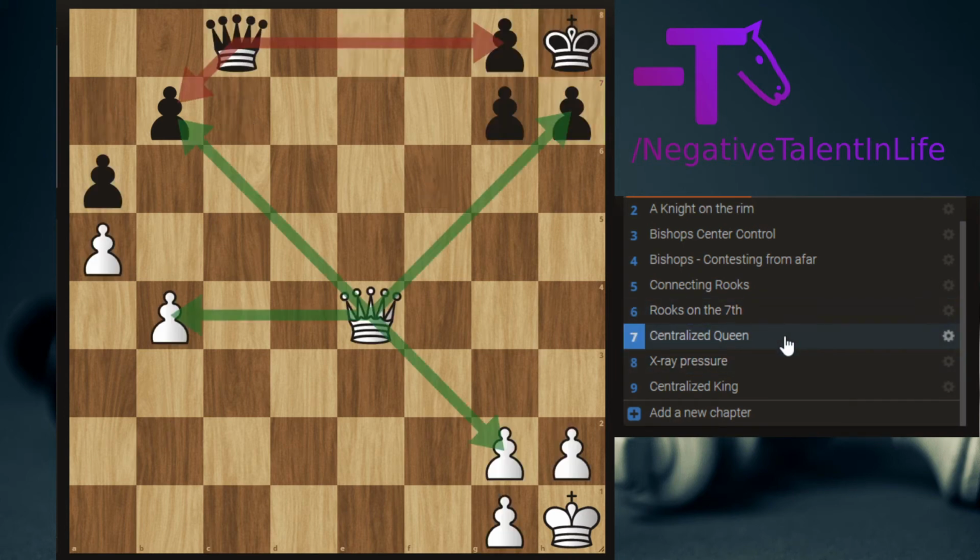Alright. So here in this position, we are just looking at a queen. We're looking at the optimal place for a queen.